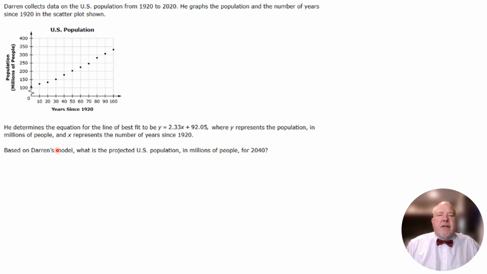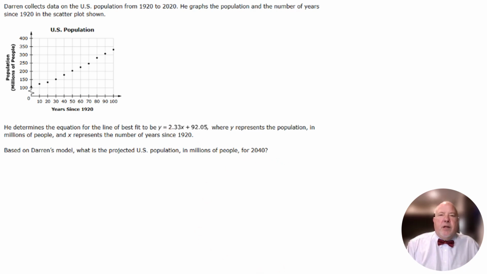Now, based on Darren's model, what is the projected US population in millions of people for 2040? So that's what this equation gives us. Y gives you the population in millions of people, which is what we're after. X, what you're going to plug in, is the number of years since 1920. So all we really need to figure out is how many years have occurred since 1920 up until 2040. So we're just going to simply subtract those.